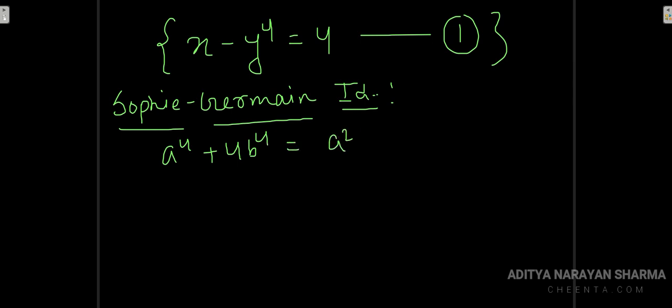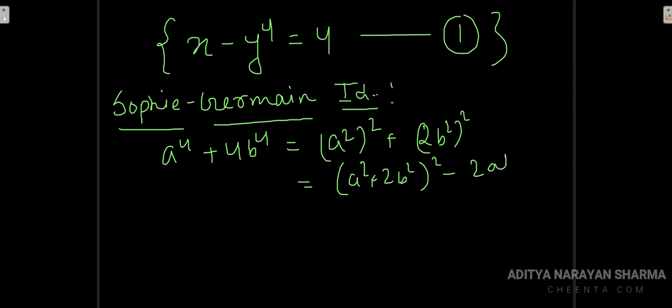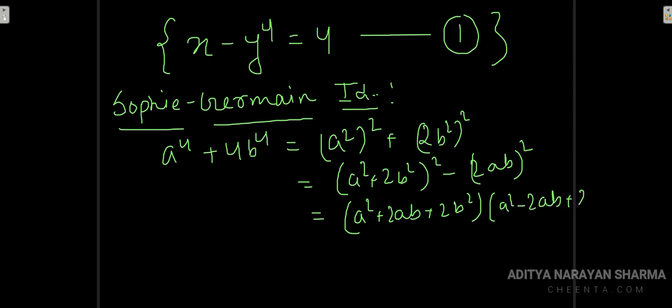It's pretty easy. You just write a square whole square, and then you write 2b square whole square. Then you apply your formulas, which gives you a square plus 2b square whole squared minus 2ab whole square, because it comes as 2 into a square into 2b square, which is 4a square b square, which can be represented as 2ab whole squared. Now this gives you a square plus 2ab plus 2b square multiplied by a square minus 2ab plus 2b square. This is the entire thing. So we can always factorize any expression of the form a to the power 4 plus 4b to the power 4.